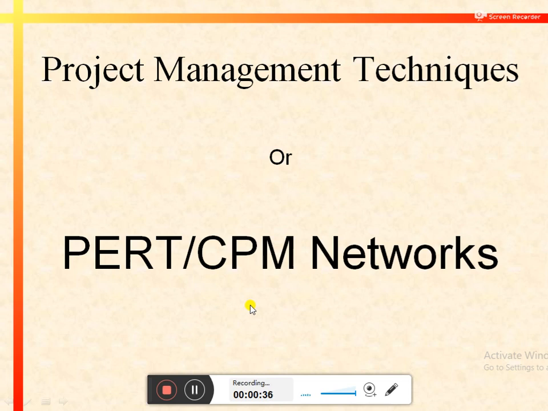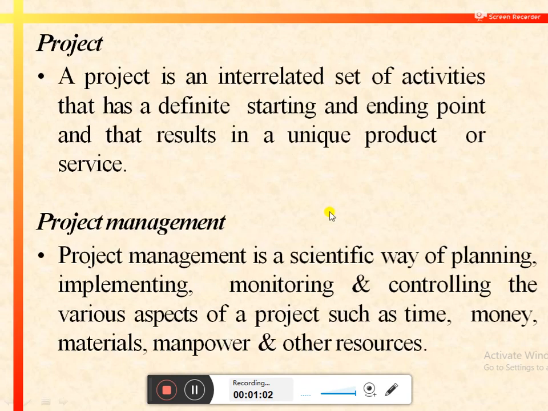We would be discussing two well-known techniques of project management. These are known as project evaluation and review technique and critical path method. These techniques are very useful in planning and controlling of projects of larger size. Before moving ahead, we should understand the meaning of project.